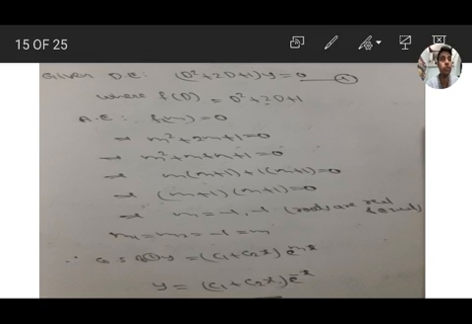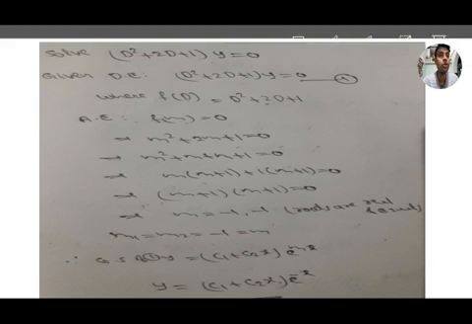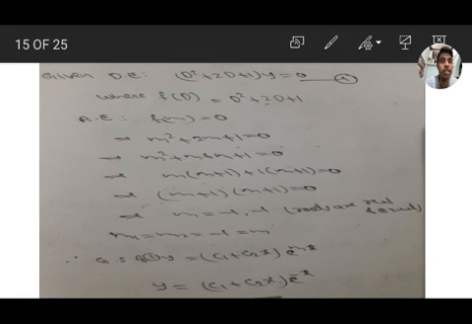Next, let us move to the next problem. Solve (D² + 2D + 1)y = 0. The given differential equation (D² + 2D + 1)y = 0 is already in the symbolic form f(D)y = 0. Comparing, we get f(D) = D² + 2D + 1.